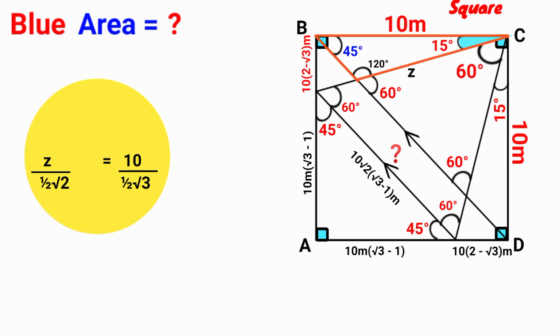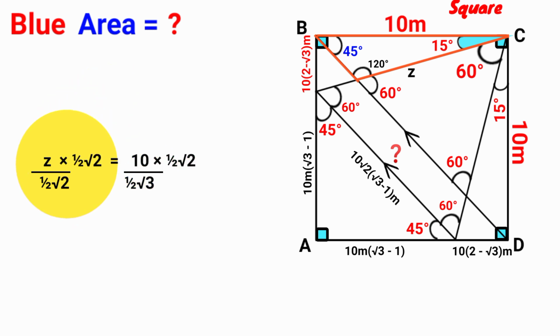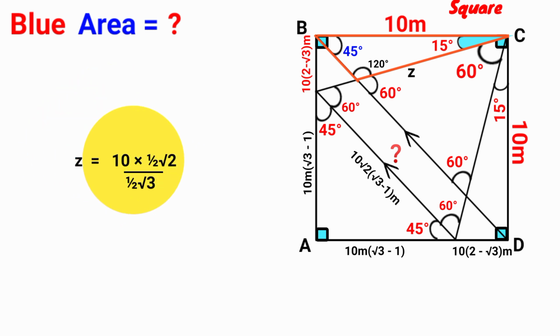Multiply both sides by 1 over 2 root 2. Here 1 over 2 root 2 cancels 1 over 2 root 2, while here this 1 over 2 cancels this 1 over 2. 10 over root 3 times root 2 is 10 root 2 over root 3.